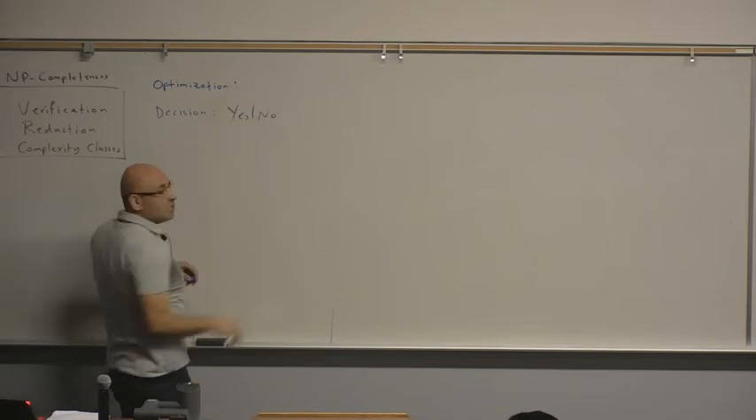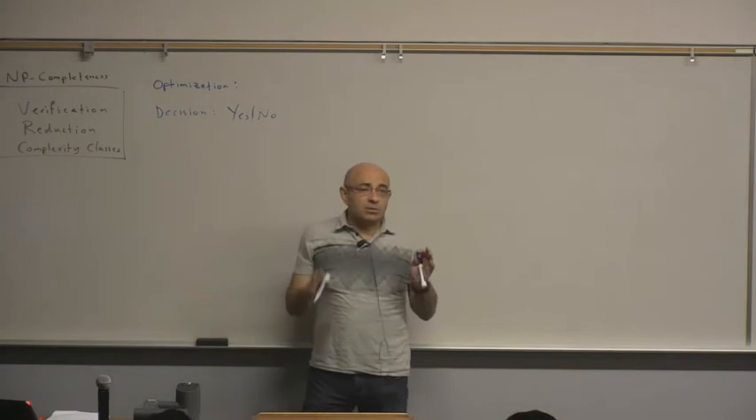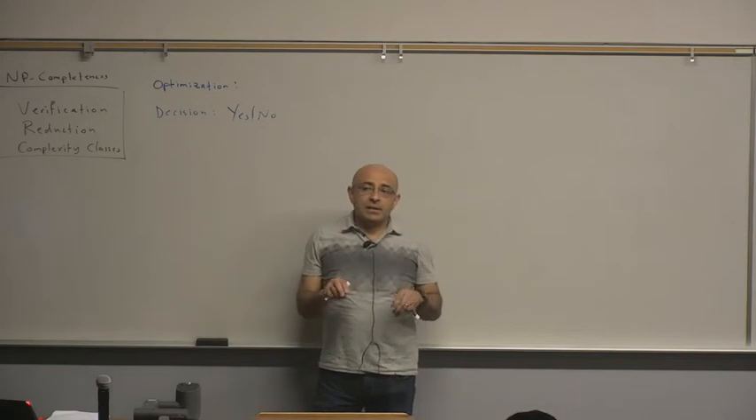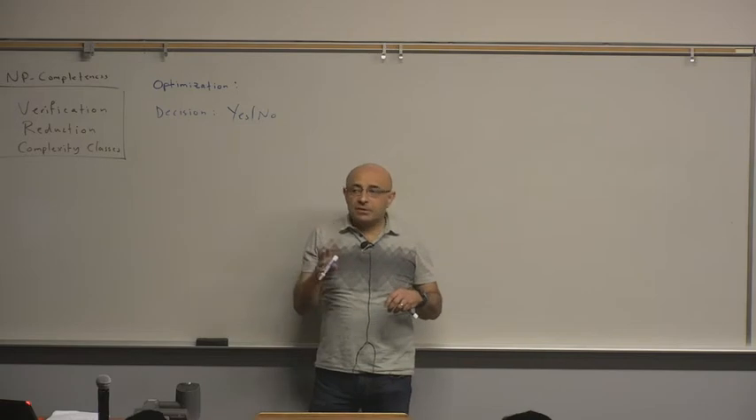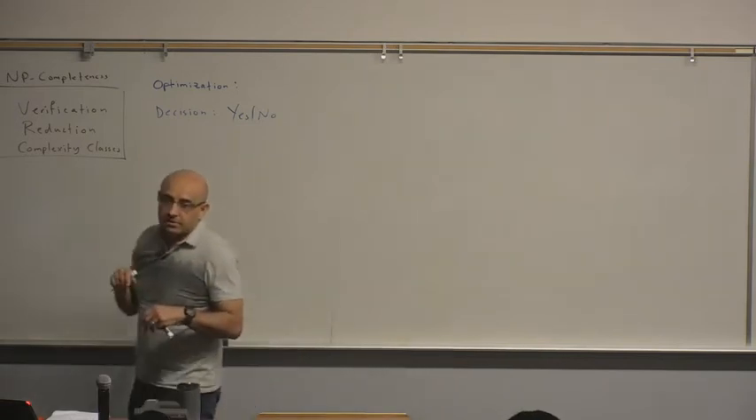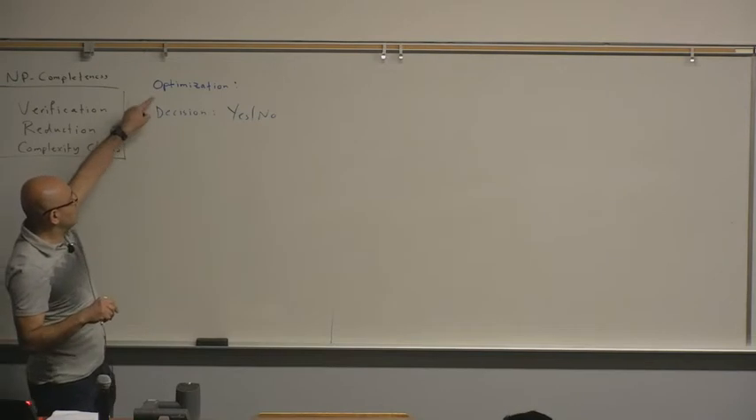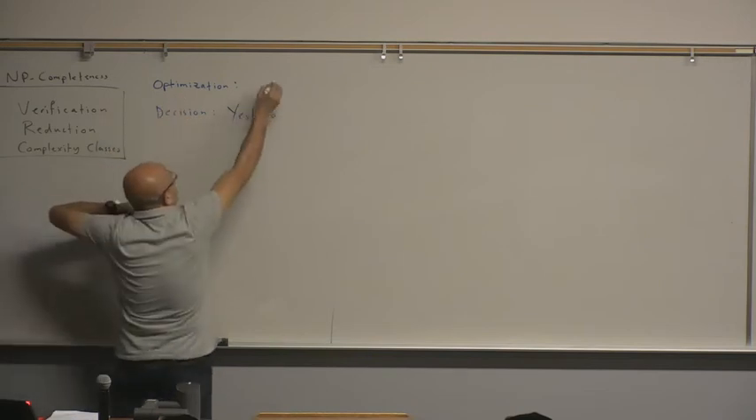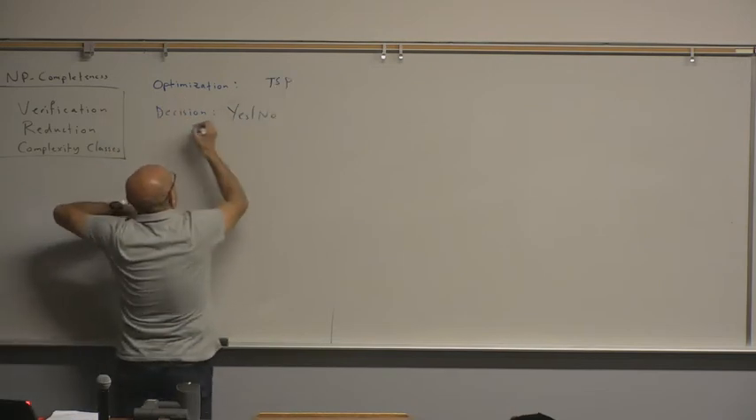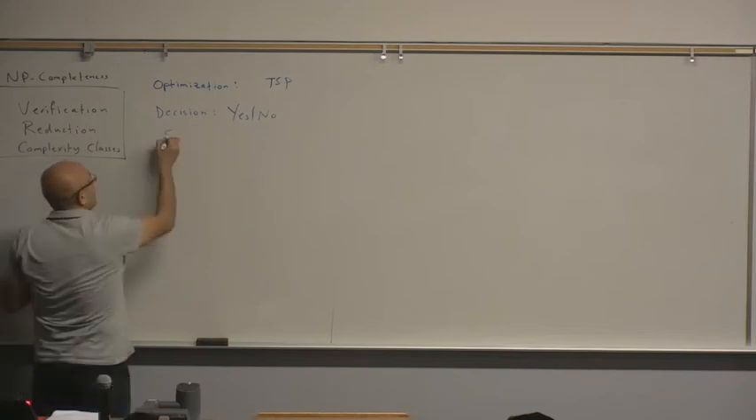While an optimization problem is a problem for which the solution is maximizing or minimizing a certain cost function. Okay? And the example that we presented for an optimization problem was? The TSP, that was the example. The example of a decision problem was? Subset sum.